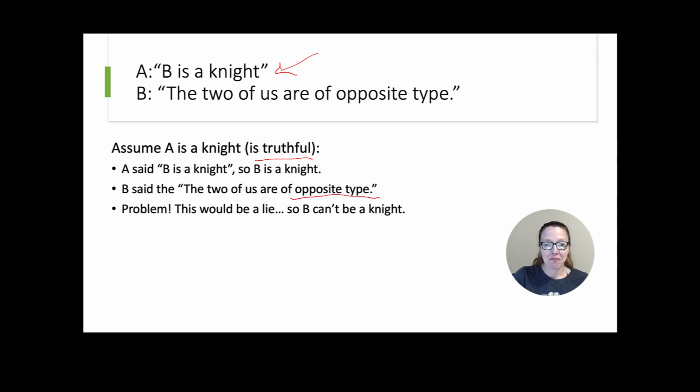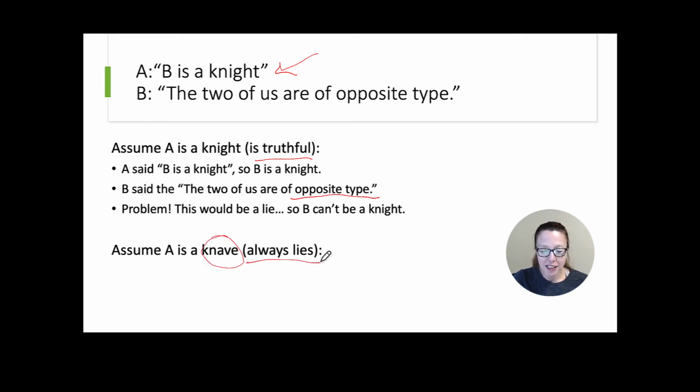This is a problem. If that's the case, then what A said can't possibly be true, because if B is a knight, then A must be a knave, because the two of us are of opposite type must be true. But this would have to have been a lie. So B cannot be a knight, which means A could not be speaking truthfully by saying B is. So this leaves us with the alternate option that A is a knave.